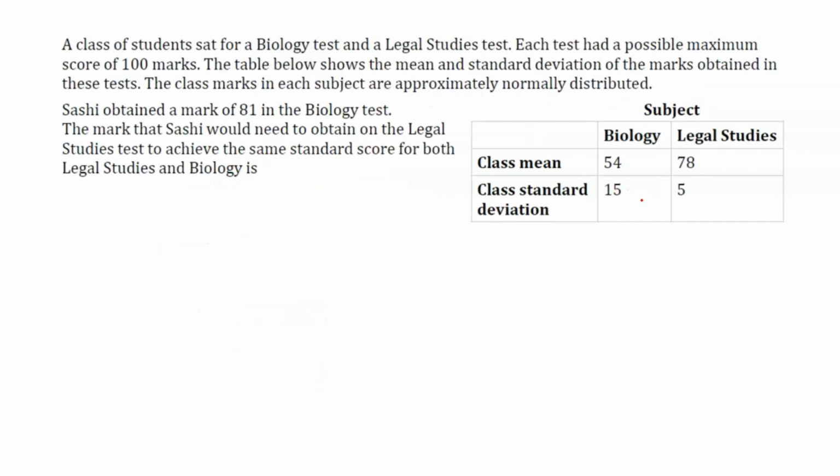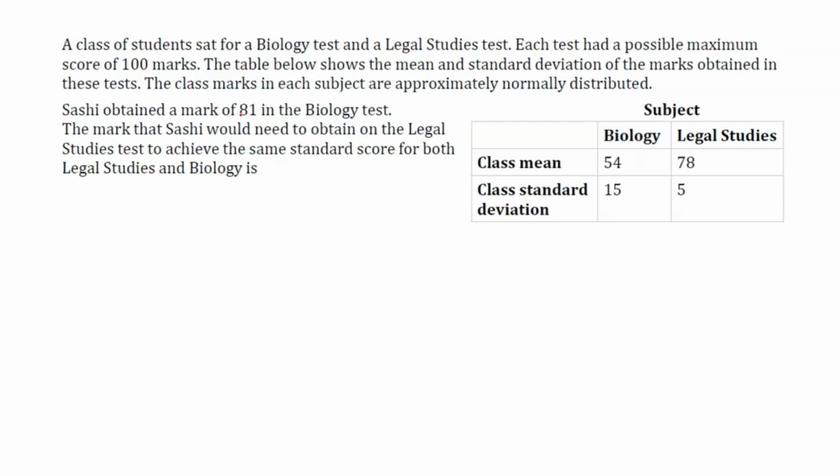All right, let's do the last example. A class of students sat for a bio test and a legal studies test. Each of these tests has a possible maximum score of 100 marks, and the table below shows the mean and standard deviation of the marks obtained in these tests. The class marks in each subject are approximately normally distributed, and Sashi obtained a mark of 81 in bio. The mark that Sashi would need to obtain in the legal studies test to achieve the same standard score for both legal and bio is what we need to find out.